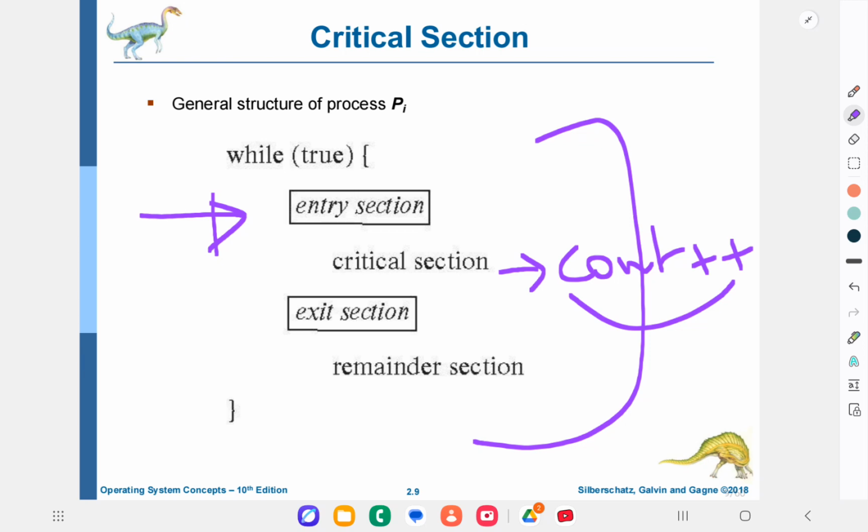Once allowed, one process will execute that manipulation of the shared variable. Once it's done, the executing process has to announce that it's done with the critical section and is exiting, which allows any other waiting processes to take their turns, okay? And then at the end, we have the remainder section, where you can have all the other instructions of code that do not deal with a shared variable.